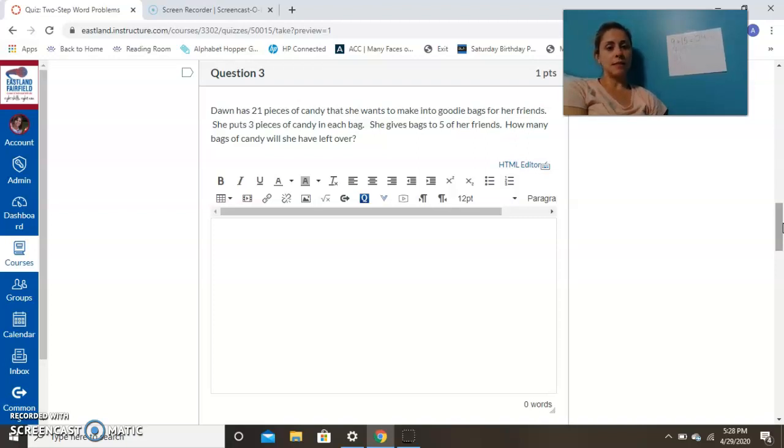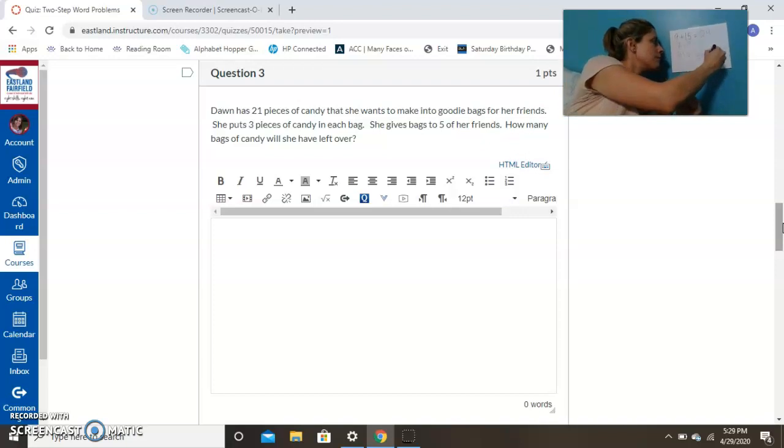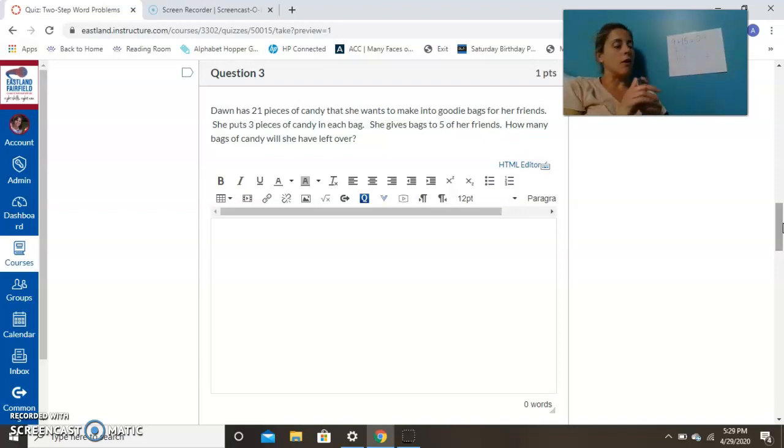And she puts 3 pieces of candy in each bag. So with what we know, the 21 pieces of candy and the 3 pieces per bag, you could say, okay, 1 piece goes in here, 1 goes in here, 1 goes in here, until you figure it out. Or you can just divide these. So if you do 21 divided by 3, you get 7. So there are 7 bags of candy.